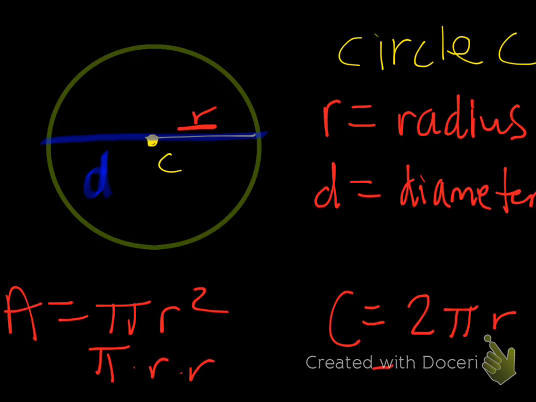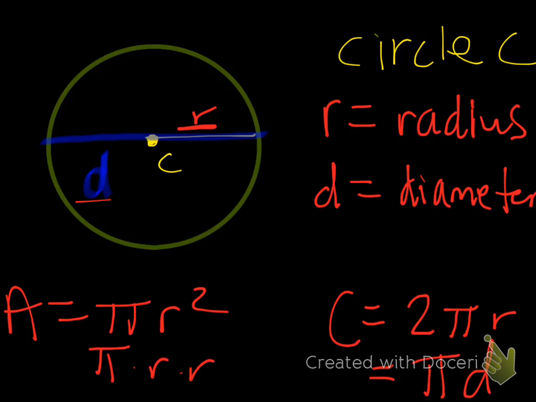Alright. Or it could just be pi times d, because d is twice the radius, because it kind of splits it in half. So it's all the way across. So either one of those work. So it's pretty easy to calculate.